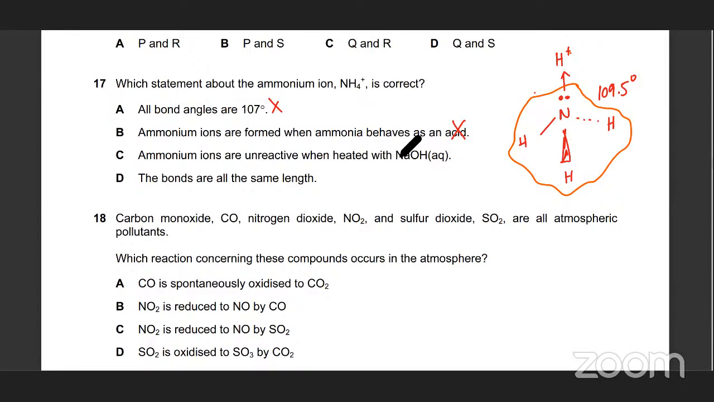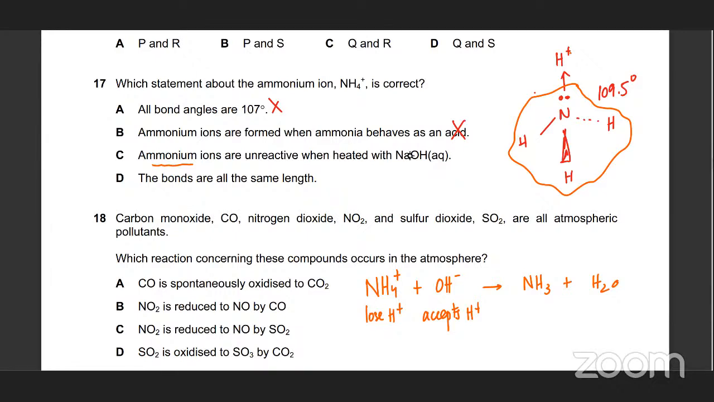Ammonium ions are unreactive when heated with NaOH. That's also incorrect because ammonium ions are acids. Ammonium salts, they always react with bases. What happens is that they lose H plus 1 ions, and the base OH minus 1 gains or accepts H plus 1 ions. So you have an acid base reaction. Ammonium ions turn into NH3, and OH ions turn into H2O. Okay, this is what happens when you have an acid base reaction.